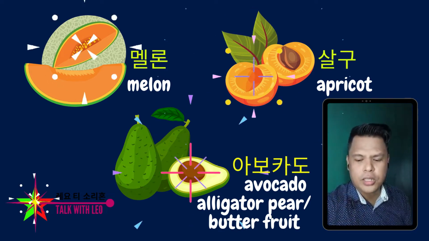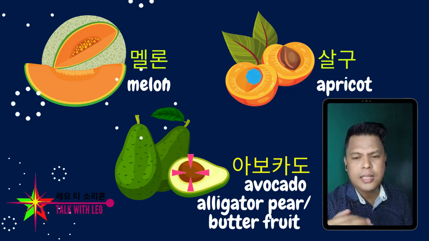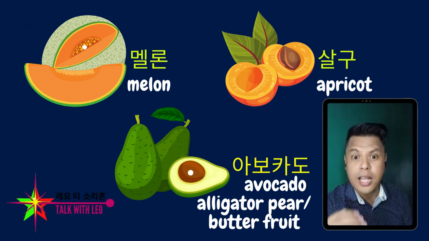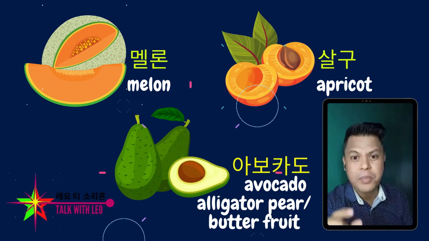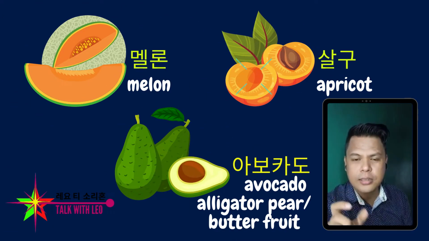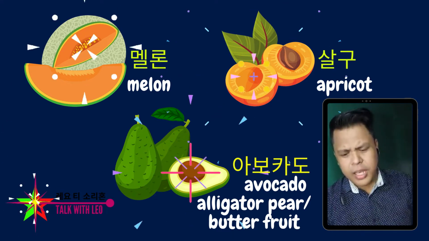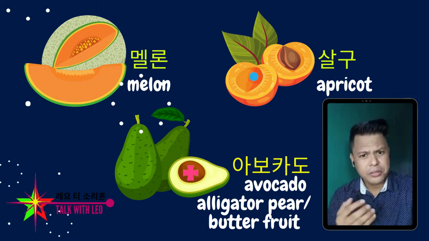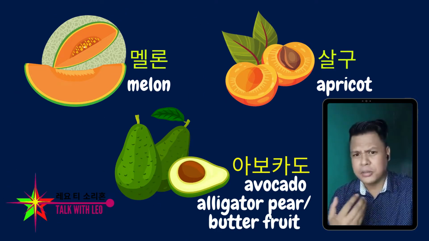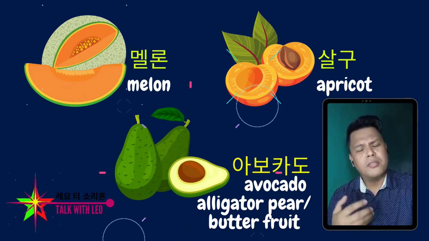Then, apricot. Apricot is salku, right? Salku in Hangul, apricot in English, right? Again, apricot, salku. So, if you can come up with a particular phrase or a sentence, right? Then, the next one is avocado, right?